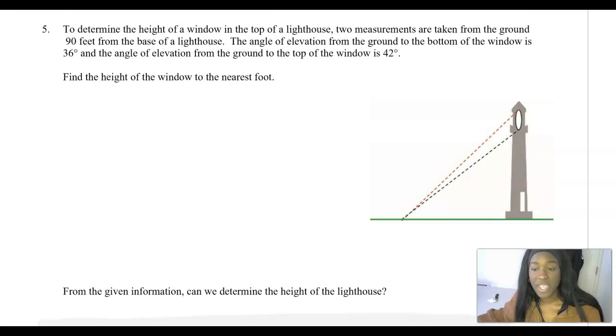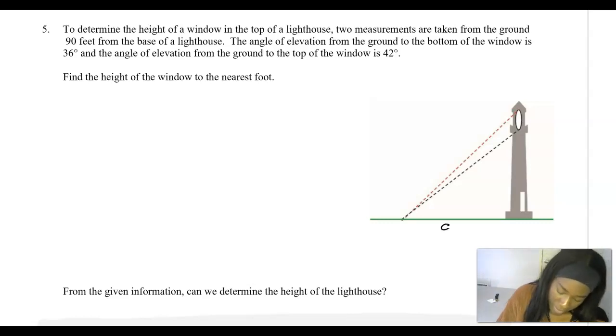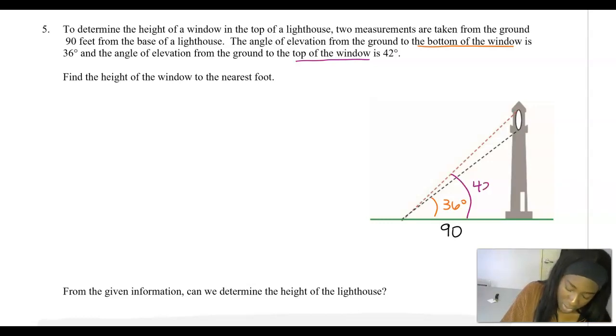In example 5, two different measurements are being taken from the ground that is 90 feet from the base of the lighthouse. One measurement is going to the bottom of the window, and another measurement is going to the top of the window. The measurement going to the bottom of the window is 36 degrees, and the measurement going to the top of the window is 42 degrees. We're being asked to find the height of the window.